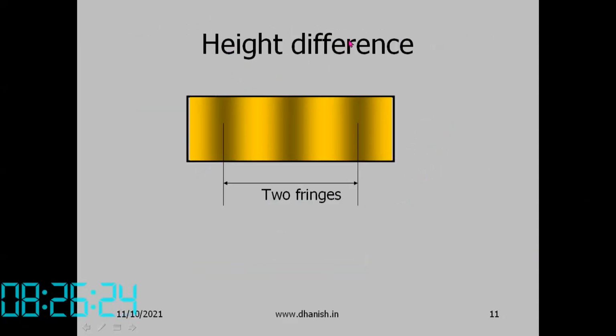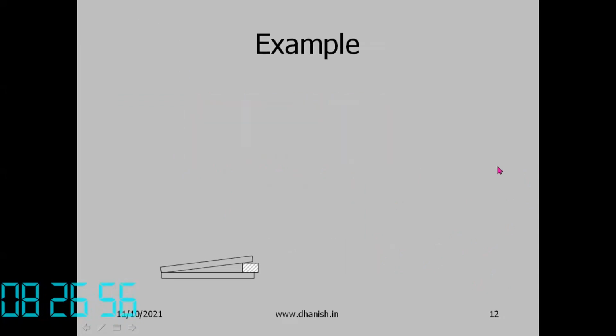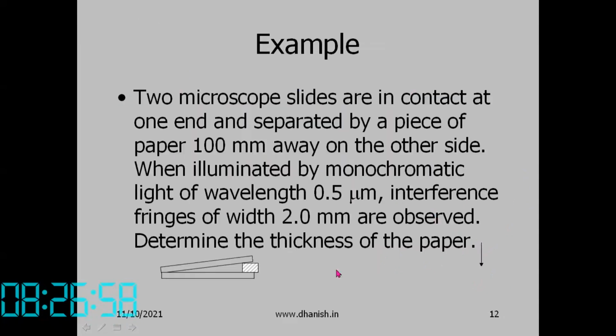The height difference between two fringes: between any pair of fringes, the path difference corresponds to lambda, or the height difference corresponds to lambda by 2. So if there are two fringes, the height difference between this point and this point corresponds to 2 lambda by 2. So the path difference is double this. That is the basic principle. I think you would have studied such problems in your +2.